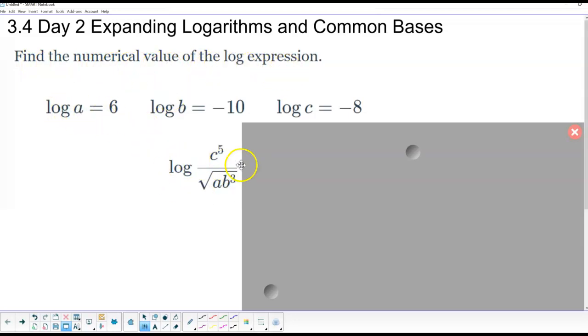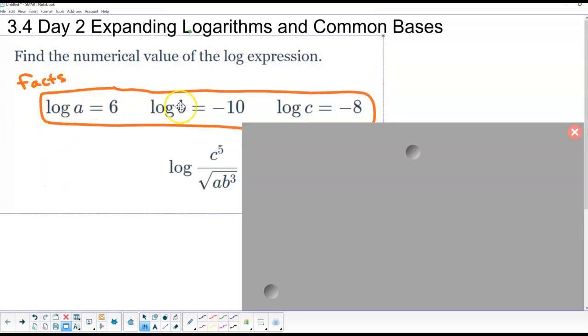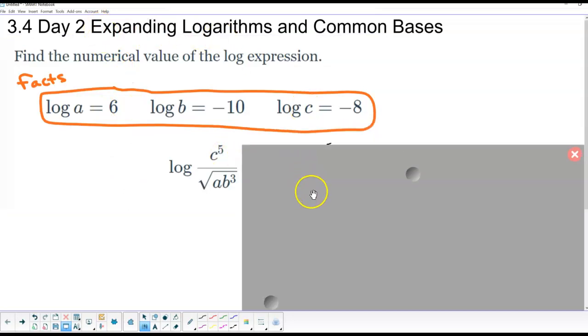Now if you notice, they give us the log expression and then they give us what each log expression is equal to for a specific number. So the log of A is 6, log of B is negative 10, log of C is negative 8. Well, those are facts, right? We're going to use those facts to solve this value here. Now notice, I don't know what the actual value of A is, so I can't plug in A, but I know that the log of A is 6. So we're going to take the idea of expanding logarithms to simplify this process.